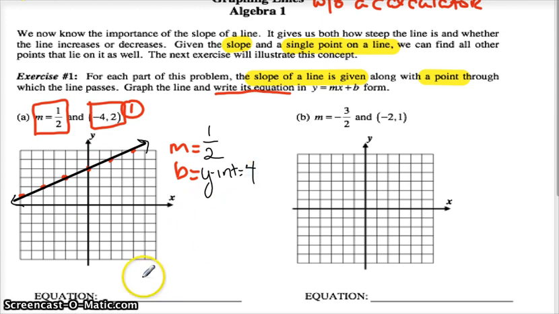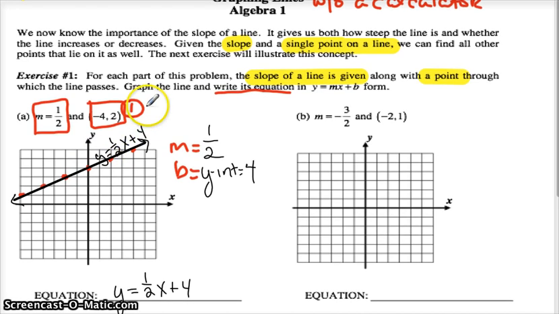So I have an m, I have a b. So y equals 1/2 x plus 4. And that's it. You graphed the line, you wrote the equation, and now we can label the line. So it's y equals 1/2 x plus 4. And that's how you graph a line when you don't have a calculator.